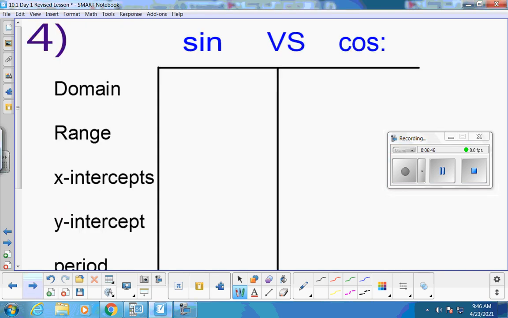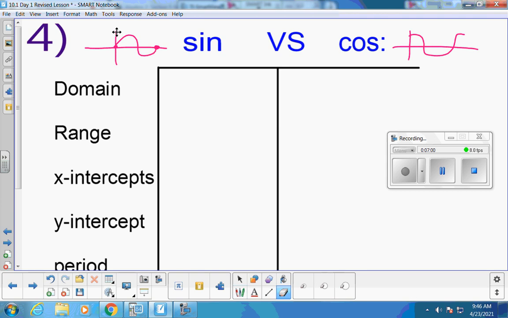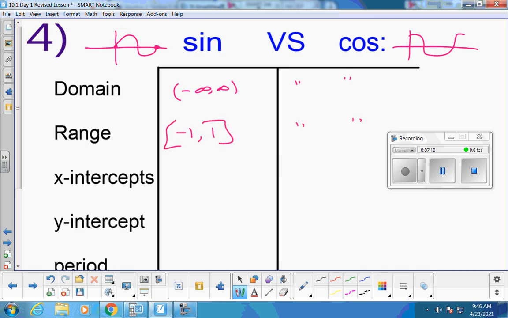All right, so let's just compare and contrast our sine graphs to our cosine graphs. Again, a reminder, a sine graph starts at 0 and ends at 0 for its first period. A cosine graph starts at 1 and ends at 1 for its first period. So they're going to have the same domain and range. Both domain and range are -infinity to infinity. Both the ranges are -1 to 1. Nothing's different. Now the x-intercepts are going to change.